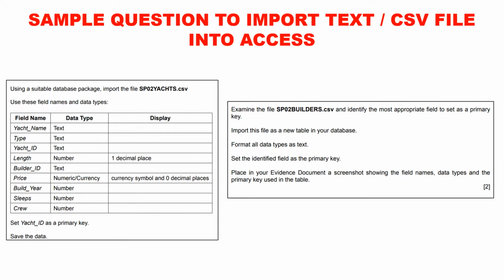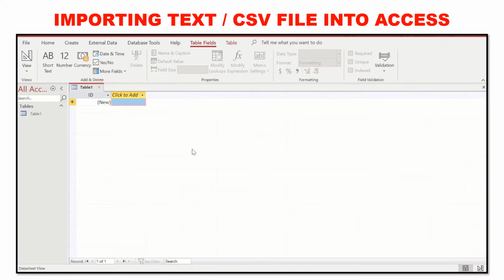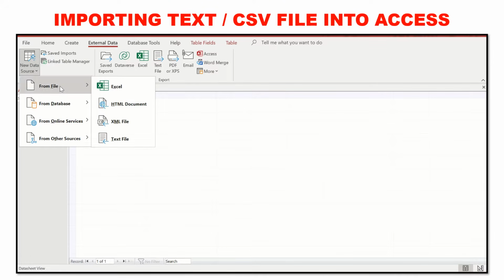These are two sample questions from the IGCSE ICT Specimen Paper 2023 to import a text or CSV file into Access. I'll be covering it in the next slide. So after opening a blank database, the question may ask you to import a certain CSV or a text file. So to do that, you click on the External Data tab, then click on New Data Source. A drop-down list will appear from which you go to File, and then click on Text File.